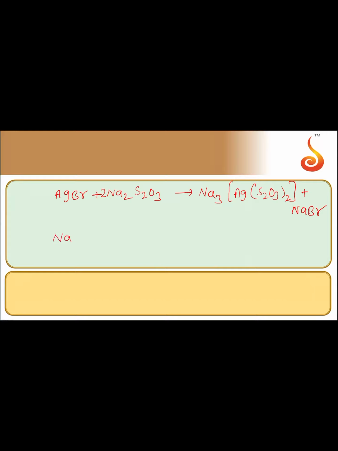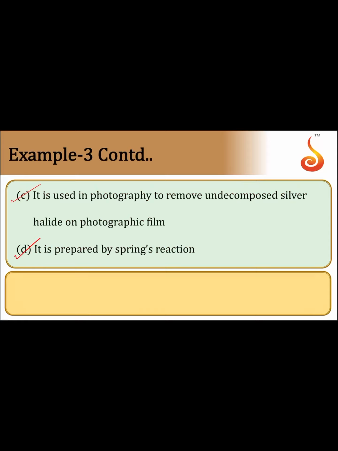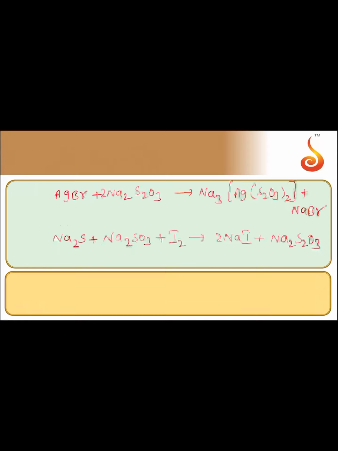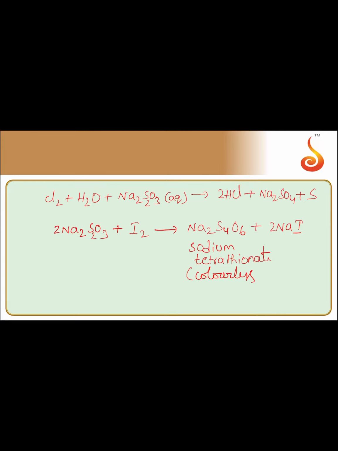Requisite amount of iodine is added to a mixture of Na2S and Na2SO3, and we will get hypo, Na2S2O3. This reaction is called Spring's reaction. Spring's reaction is hypo is prepared by adding requisite amount of iodine to a mixture of Na2S and Na2SO3. So here all the four statements are correct.